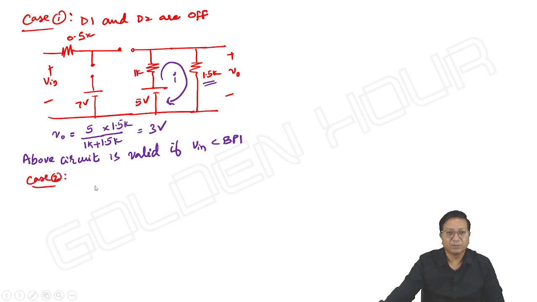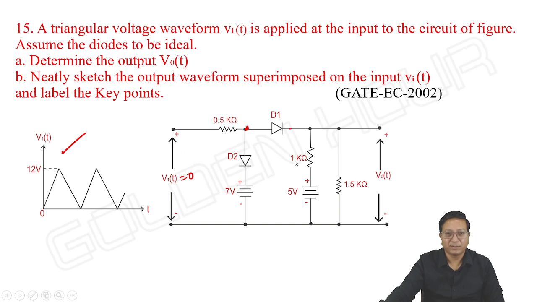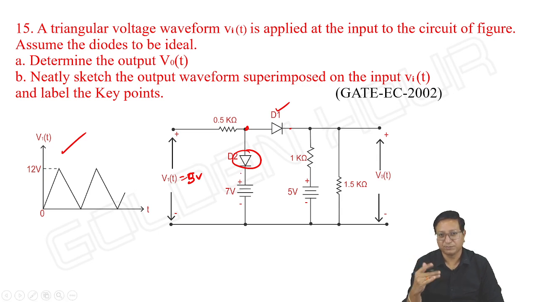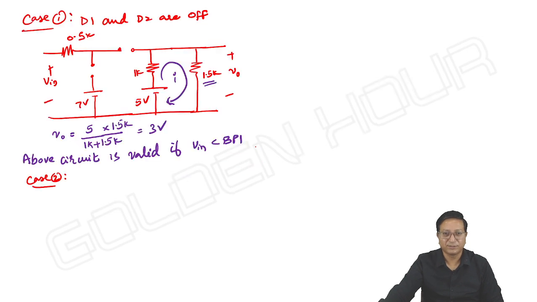You are increasing the input above breakpoint 1. So what happens? Maybe it looks like some 5 volts. If the input is 5 volts or more than 5, then D2 is still off and D1 is on. For D2 to conduct, the input should be more than 7, something like that. It is appearing so; we do not know the exact value. So if input is more than 5, it looks like D1 is on and D2 is still off.